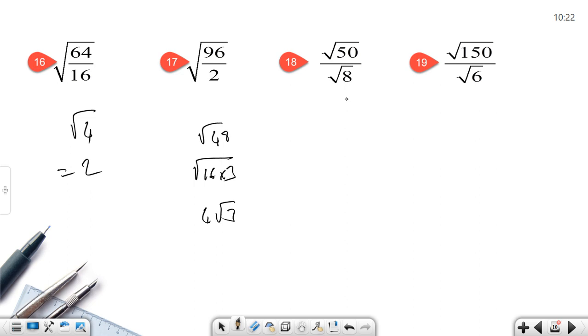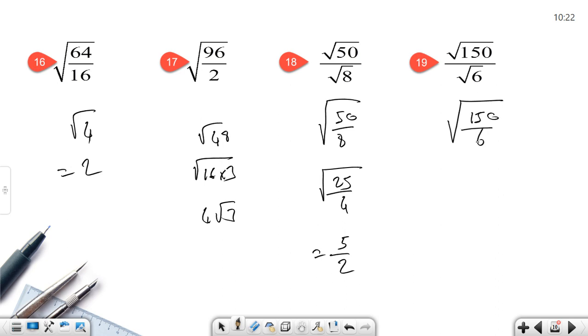Square root of 50 divided by square root of 8. That's an interesting one. I can write it as 50 over 8. Then simplify by 2. It's going to change to 25 over 4. Square root of 25 over 4 is equal to 5 over 2. Can you use the same method for 150 over 6? You can divide 150 by 6. It's going to be 25. So it works. 150 over 6 is equal to 25, and square root is 5. How? 150 divided by 6 is equal to 25. You use division.